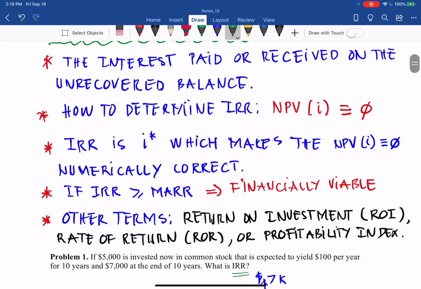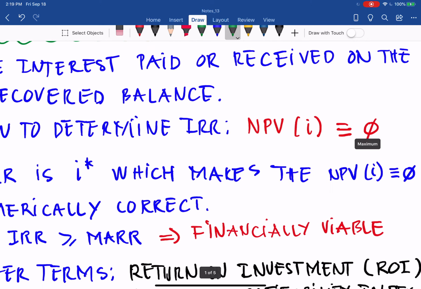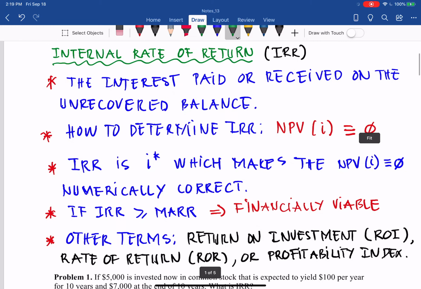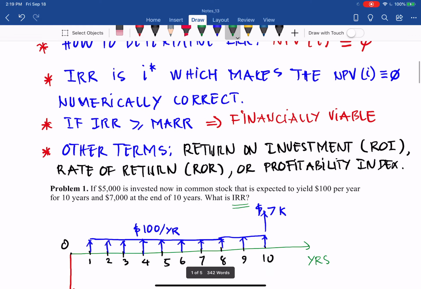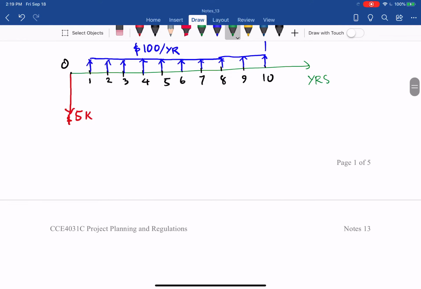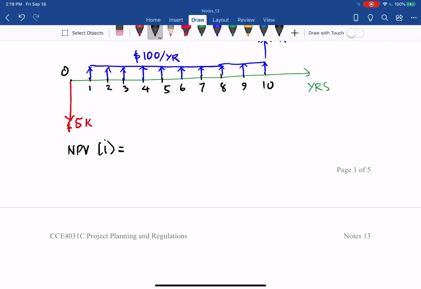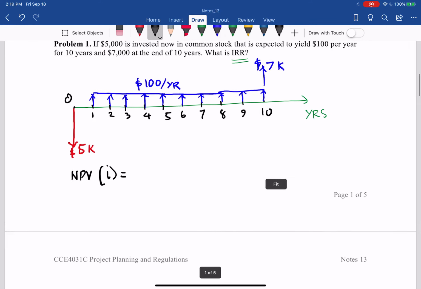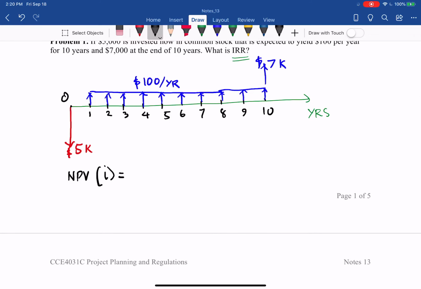And here you can see how to determine IRR. We set NPV equal to 0, and the I star which makes that equation equal to 0, numerically correct, is the IRR. So we get the NPV equation, and in this case we consider I an unknown. Then we write that equation, bringing all the money in the cash flow to time 0, as we already learned in the previous lesson on present value.